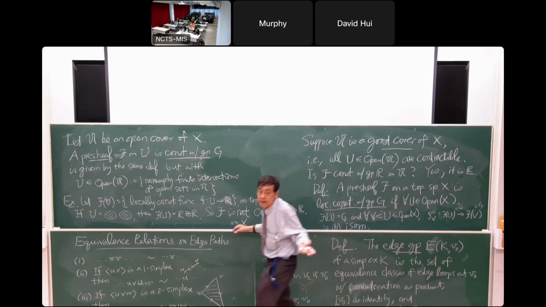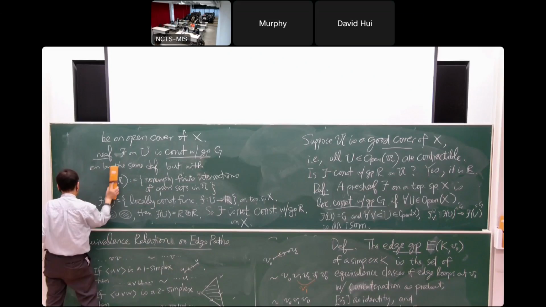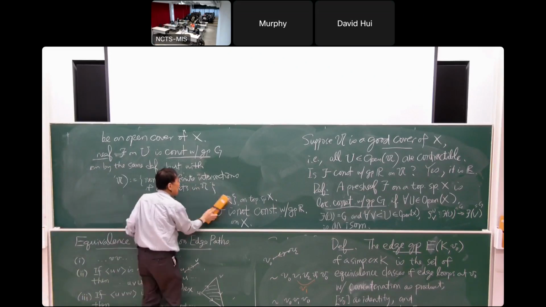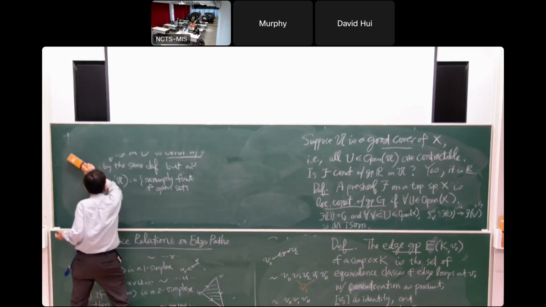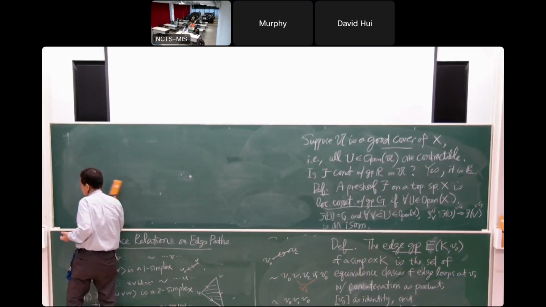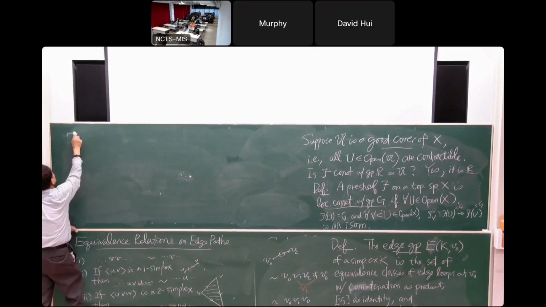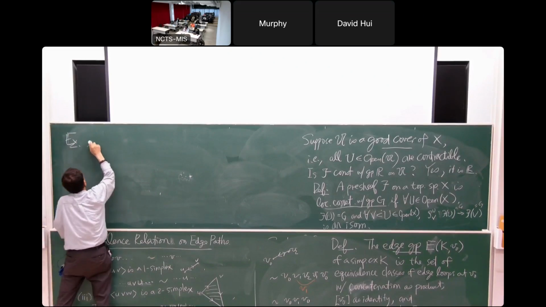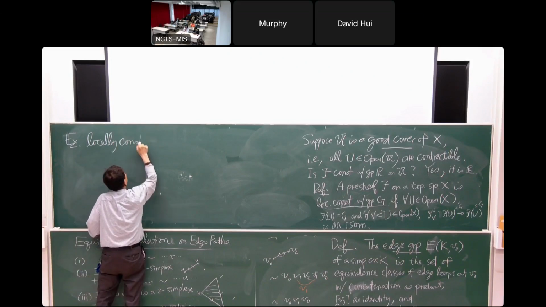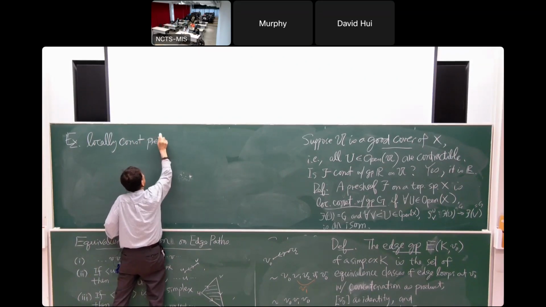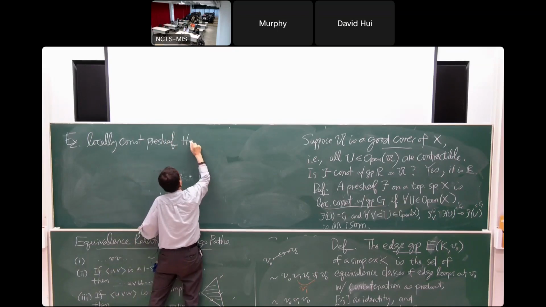So let me give you an example of a locally constant pre-sheaf that's not constant. Oh, yes. And then, of course, you can define it on an open cover, in the same way. Okay. So example: a locally constant presheaf that is not constant.